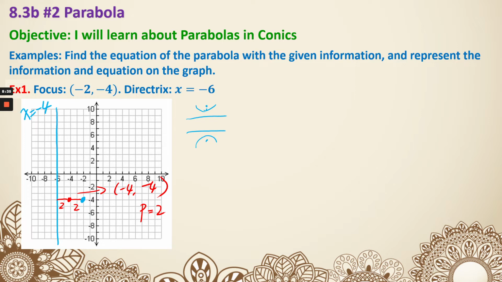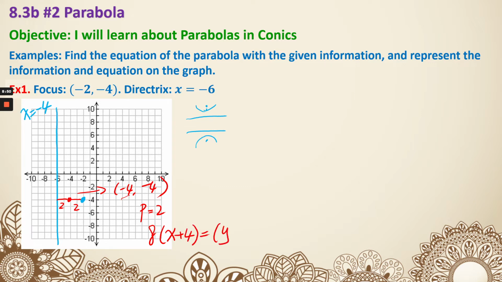But before that, let's actually write down the equation. Since it is facing left and right, that means my x doesn't have a square, my y does have a square. So on the left side, 4p is going to be 8, then x minus -4 is x plus 4.